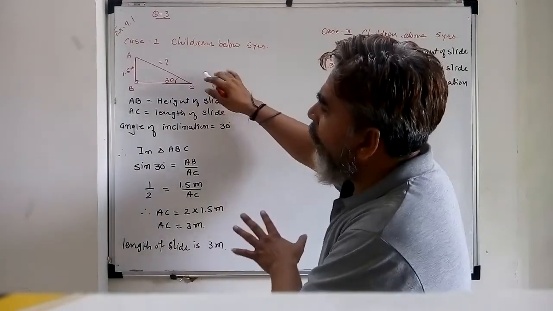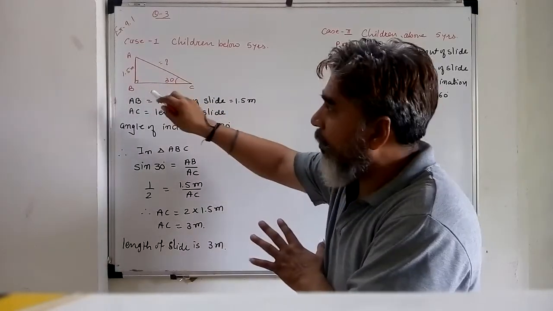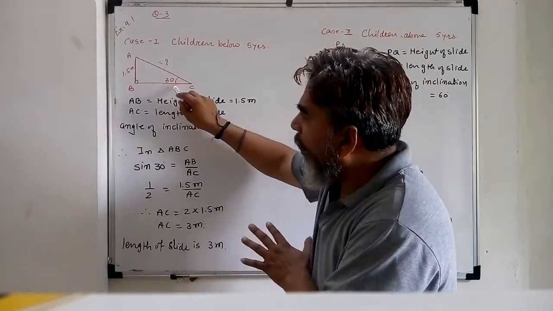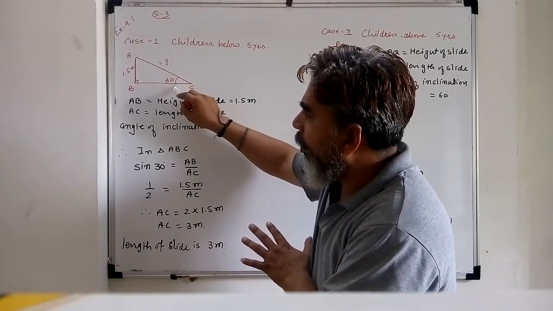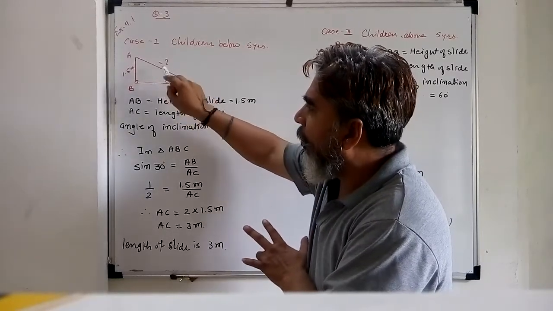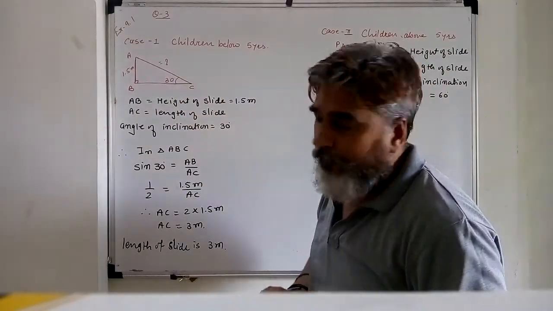Here in this diagram you observe that AB is the height of the slide for the small kids, that is 1.5, and the angle of elevation, or angle of inclination, is 30 degrees with the ground. You want to find out AC, that is the length of the slide.